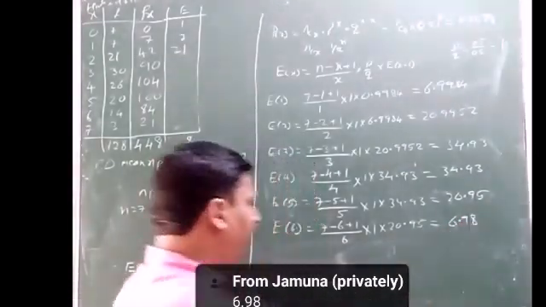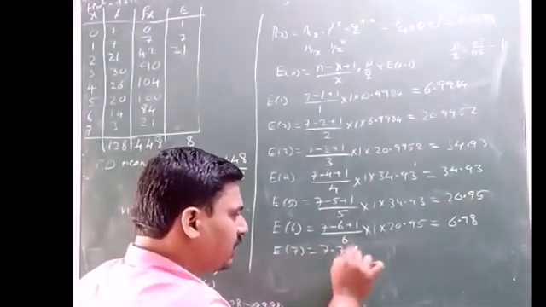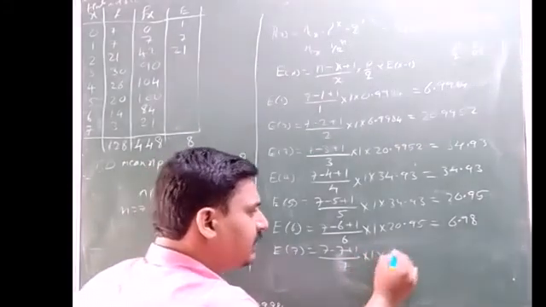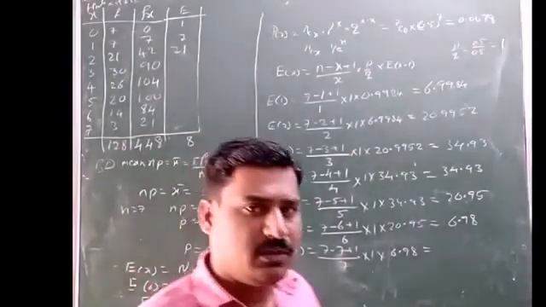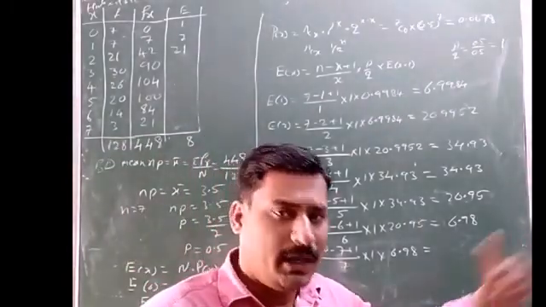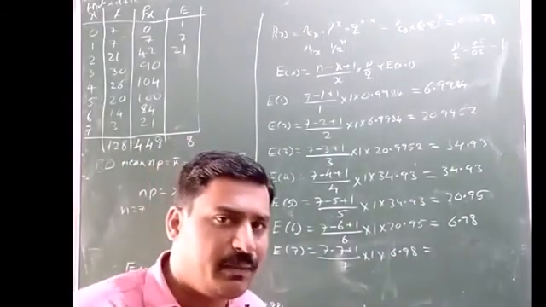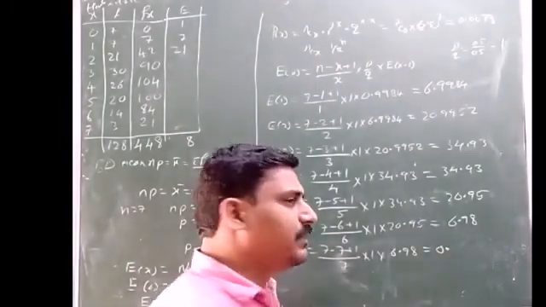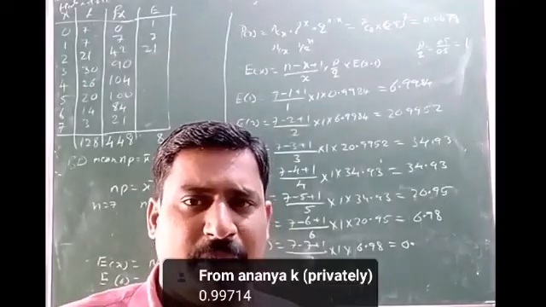Okay, and finally E of 7 is equal to 7 minus 7 plus 1 divided by 7 into 1 into 6.98. So 7 minus 7 is 0, 0 plus 1 is 1, 1 divided by 7 into 6.98, that is 6.98 divided by 7. We get 0.99 something, 0.9971.